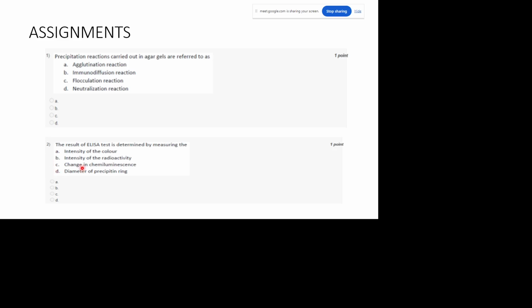Change in chemiluminescence, no, that is for Western blotting, where the secondary antibody is linked with an enzyme, and when we provide the substrate and the corresponding enhancer of chemiluminescence, or ECL, you will get chemiluminescence. So this is for the Western blot, not for ELISA. Intensity of the radioactivity, no. Radioactivity we measure for Southern blot and northern blot, but not for ELISA. For ELISA we measure the intensity of the color.